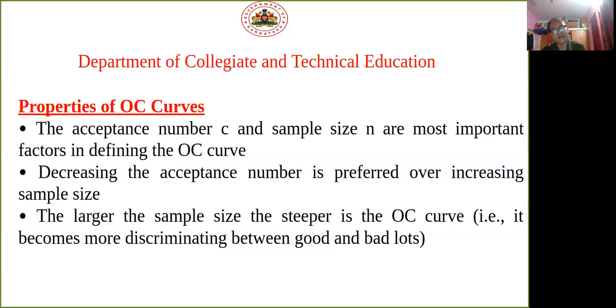The third property: the larger the sample size, the steeper the curve. As the sample size increases, the OC curve will become steep. It will not look like a gentle curve. If the sample size is reduced, you will get the OC curve that I showed you in the last class. So these are the properties of the operating characteristics curves.